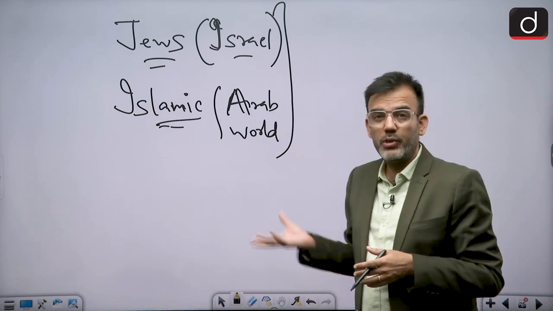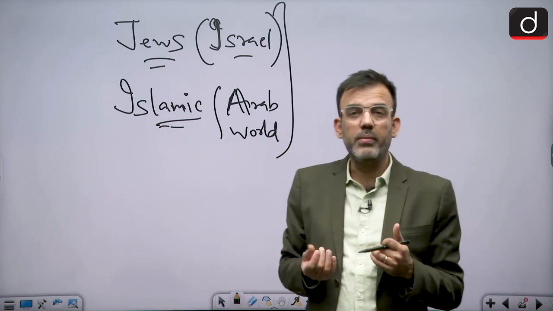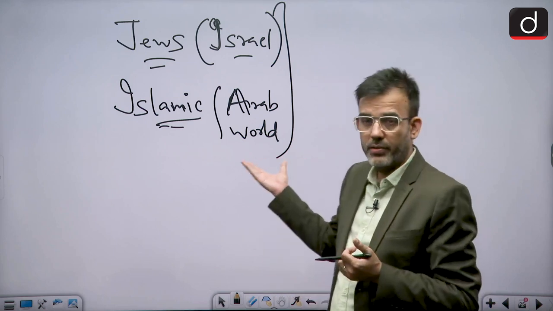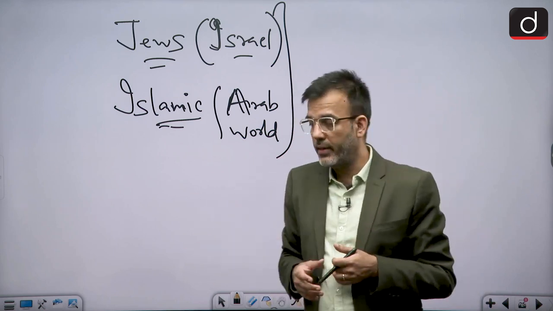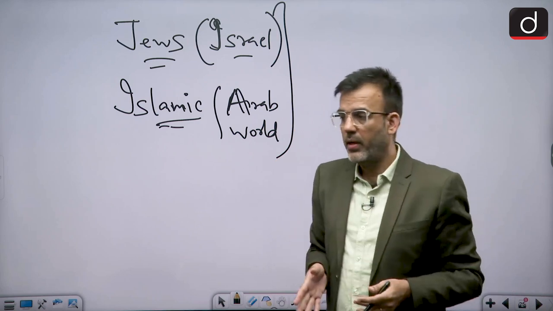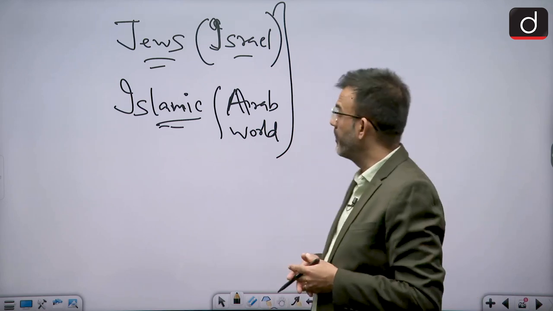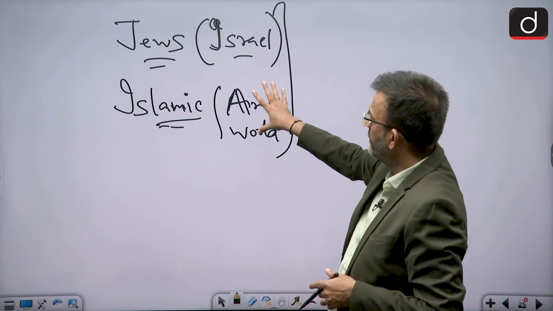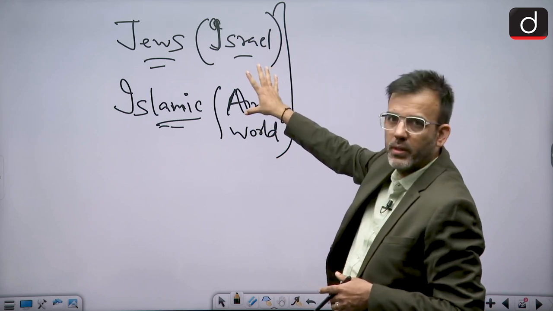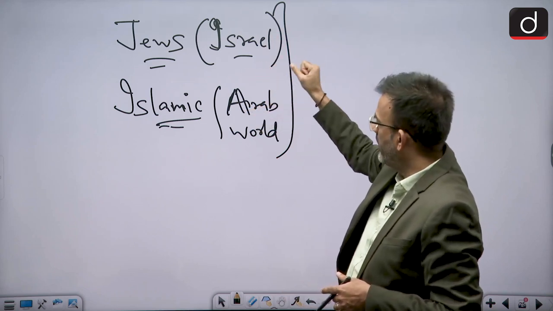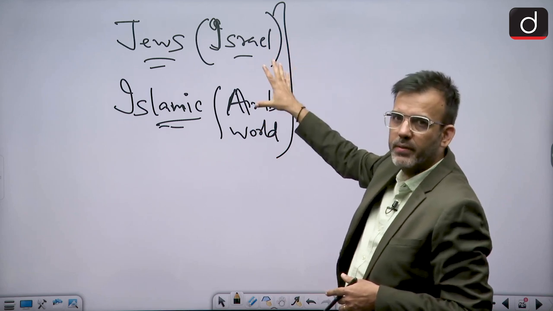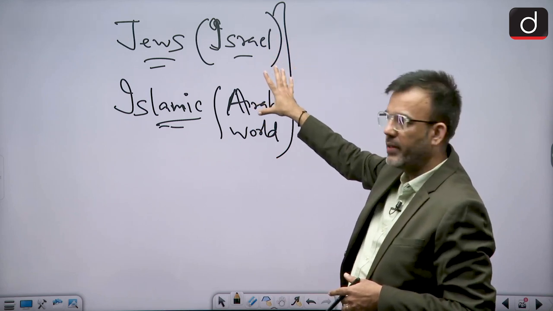Then Jerusalem is a point of contention. Jerusalem is important for both these religions. They have their very sacred religious places based in different parts of the city of Jerusalem. So, this is considered the most, you can say, explosive, most sensitive global crisis ever.